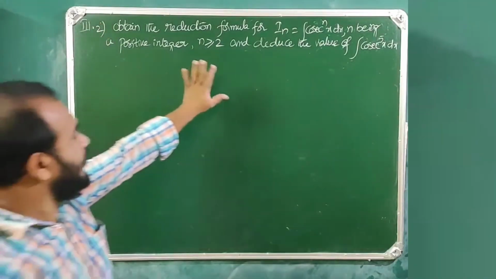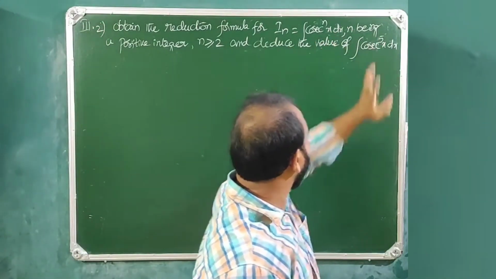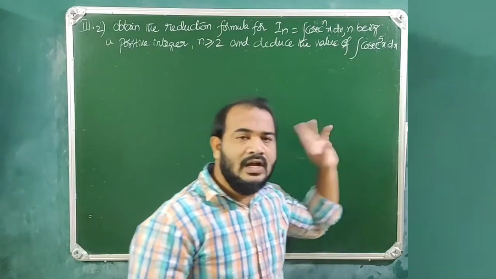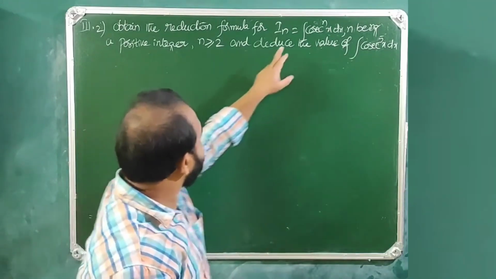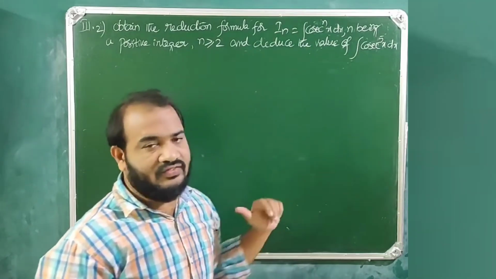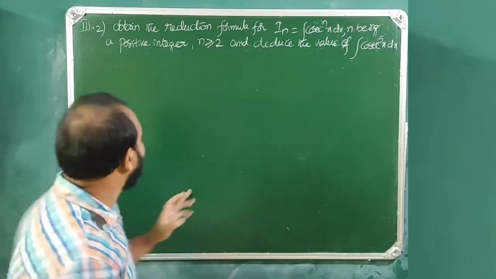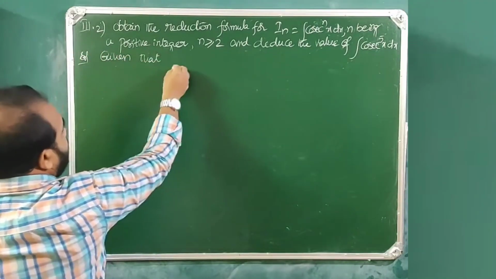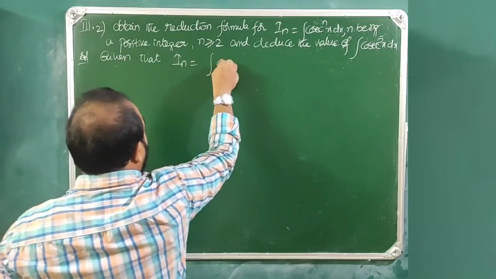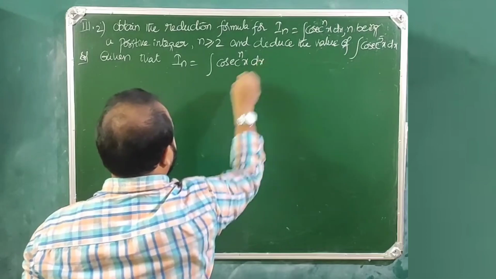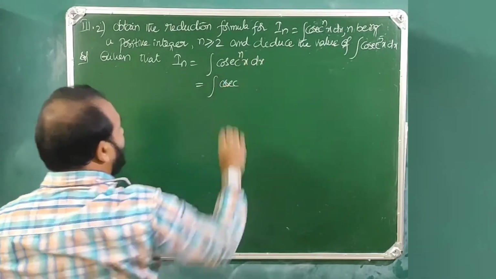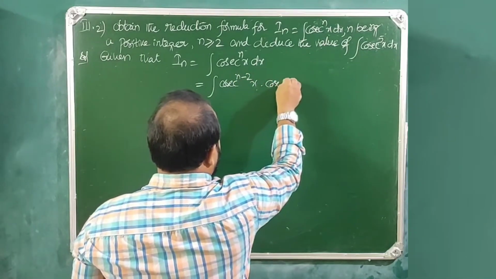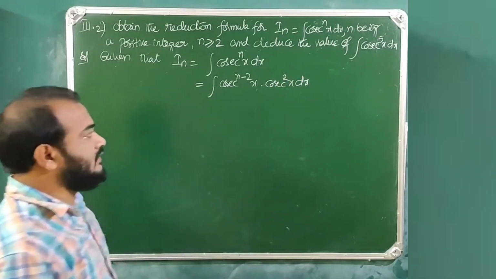Second question: obtain the reduction formula for In is equal to integral cosecant power n x dx, n being a positive integer and greater than or equal to 2, and hence deduce the value of integral cosecant power 5x dx. We have already done integral secant power n x dx before we start this exercise. So this is also the same process. Solution: given that In is equal to integral cosecant power n x dx. So we can split cosecant power n x into cosecant power n minus 2 x into cosecant square x dx.